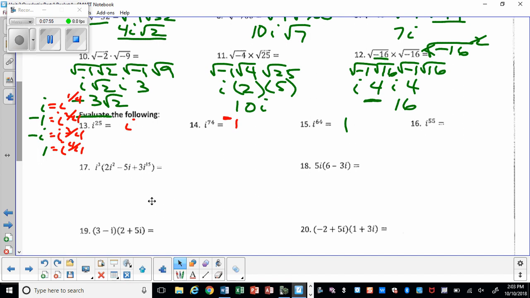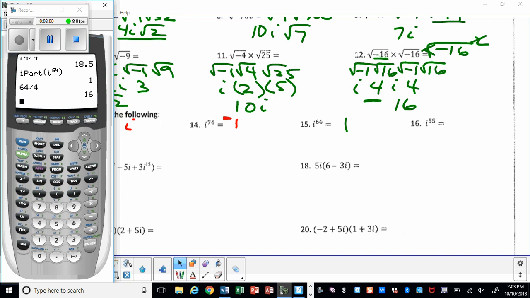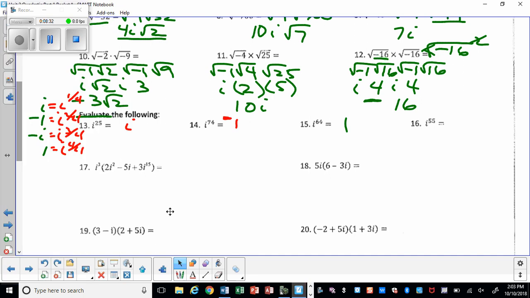And then i to the 55, you're going to do the same thing. So we'll do it from the start just to remember. Math, num, number 3 is i part. And then you put in i, so that would be second dot, up arrow to the 55, and then hit enter. So that's -i. And again, you can take 55 divided by 4, and you get 0.75, so that's 3/4, so that would be -i.